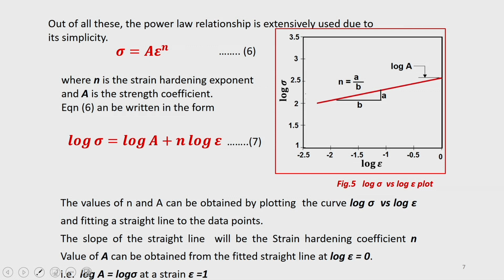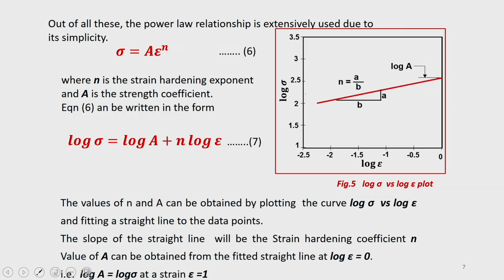So, to determine A and n in this equation, you take the logarithm, so that it can be represented as log sigma is equal to log A plus n log epsilon, where epsilon is the plastic strain, and this is of the form of the equation for a straight line, y is equal to mx plus c. So, to obtain the value of n and A, what you have to do is take the log sigma versus log epsilon plot. From your tensile test data, you find out log sigma versus log epsilon, and you will find that it almost fits into a straight line equation.